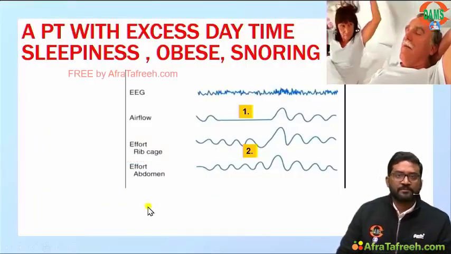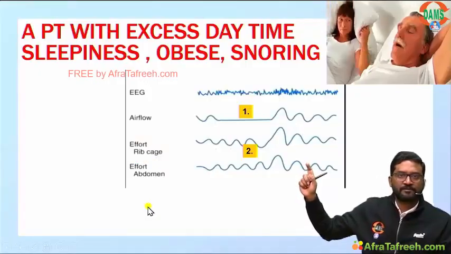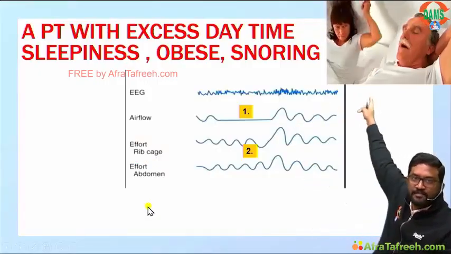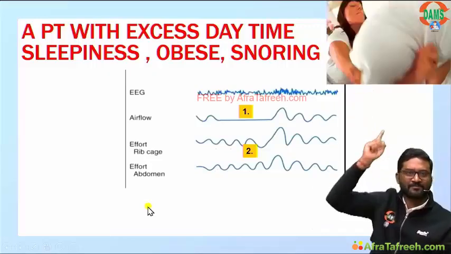Then see, a patient with excess daytime sleepiness, obese, snoring. So for your kind information, that is not called domestic violence. If it is opposite, it is called domestic violence.